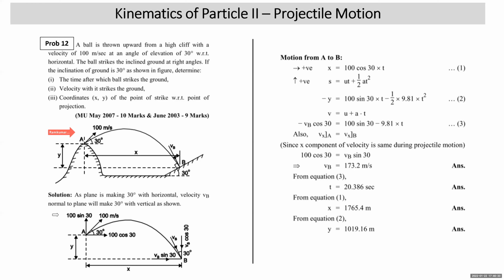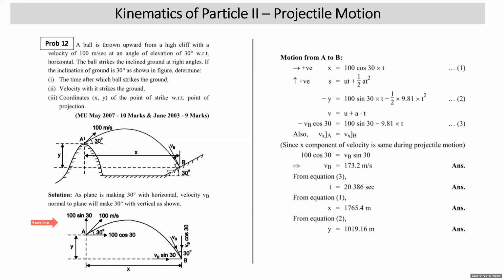We have shown the simplified version of the diagram. 100 meter per second is the initial velocity at 30 degrees. So resolve the velocity into 100 cos and 100 sin. Between A and B, the vertical displacement is y and the horizontal is x. At point B, the resultant velocity VB is making 30 degrees with the vertical.